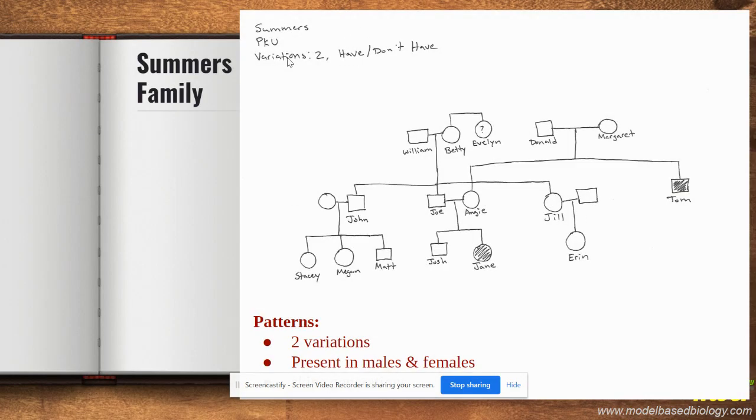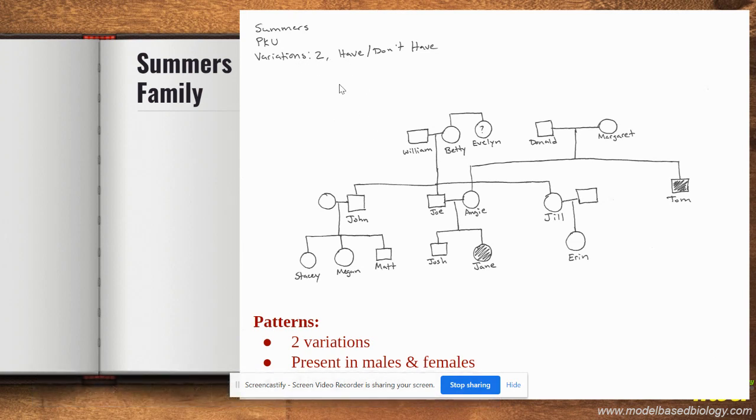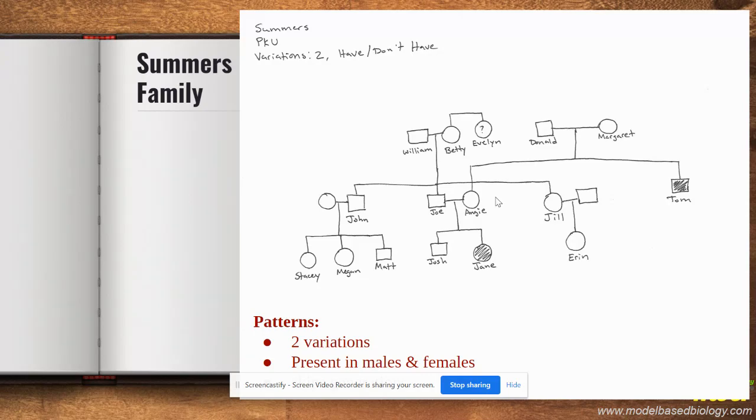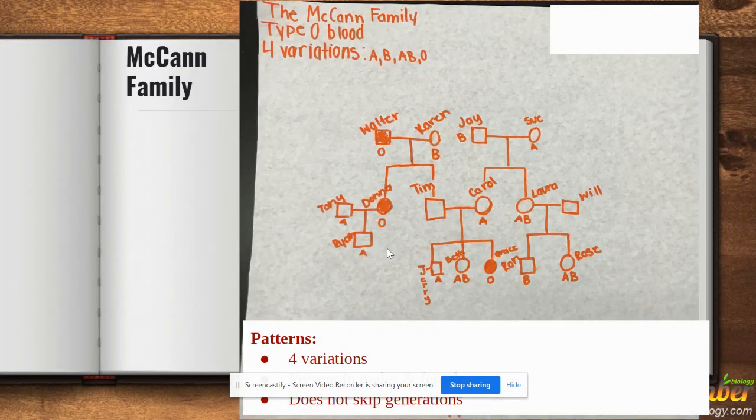So the Summers family, as you can see, I can't remember what they were suffering from, but they have two variations of this. They either have it or they don't. There are two variations. So that's the variations. It's present in males and females. And it looks like it's skipping generations. Once again, the Medeiros family, I'm sorry if I'm saying that wrong. They are two variations. They either have DMD or they don't. It looks like it's skipping generations and it only affects males.